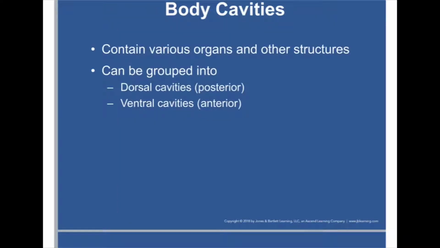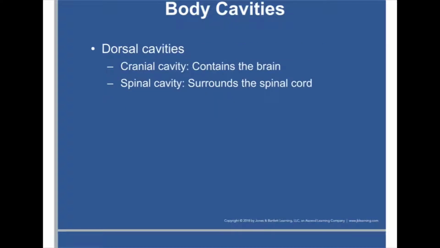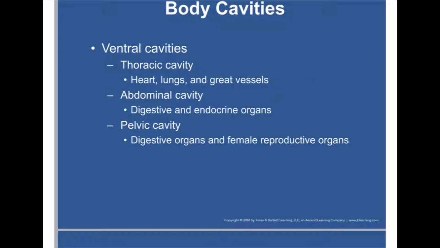So the body cavities are cavities in the body that contain organs and structures. What are some body cavities we've already discussed? Well, we've already discussed the cranial cavity, which obviously contains the brain. We've also discussed the spinal cavity, where those vertebrae surround the spinal cord. There's a hole that runs down the middle of our vertebra, and that's what houses and protects the spinal cord from trauma.